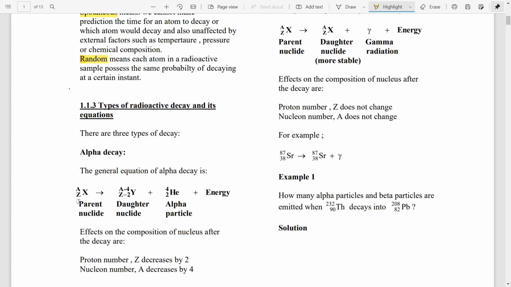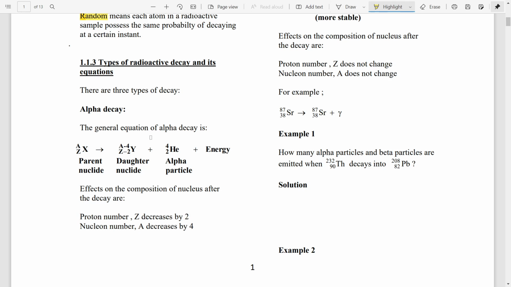Type of radiation, decay, and its equation. So let's look into these three decay processes. The first one, we look into the alpha decay. The general equation of alpha decay is this one. This is how we can write a general equation for alpha decay.